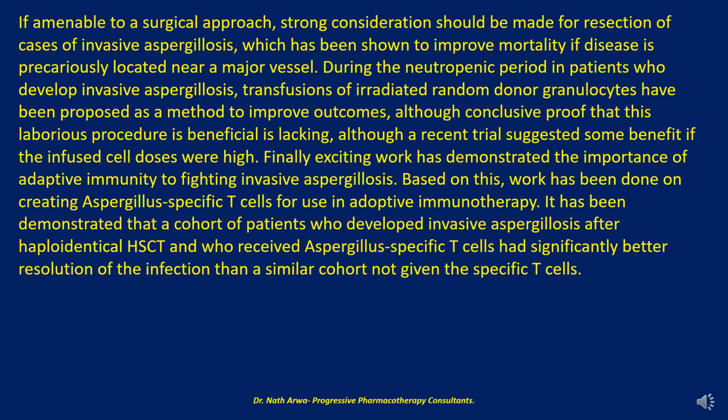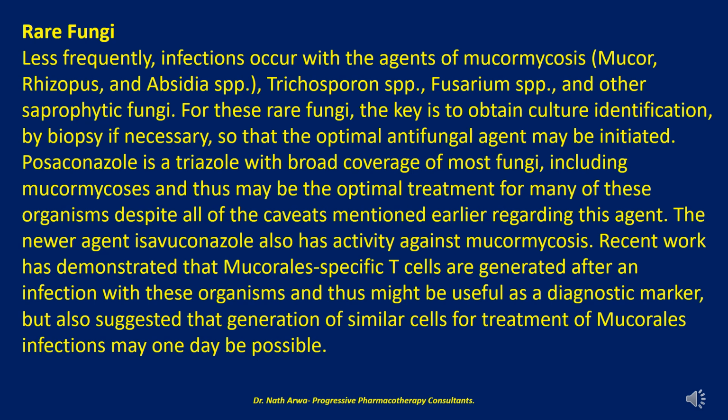Finally, exciting work has demonstrated the importance of adaptive immunity to fighting invasive aspergillosis. Based on this, work has been done on creating Aspergillus-specific T cells for use in adoptive immunotherapy. It has been demonstrated that a cohort of patients who developed invasive aspergillosis after haploidentical hematopoietic stem cell transplantation and who received Aspergillus-specific T cells had significantly better resolution of the infection than a similar cohort not given the specific T cells. We will now discuss rare fungi.